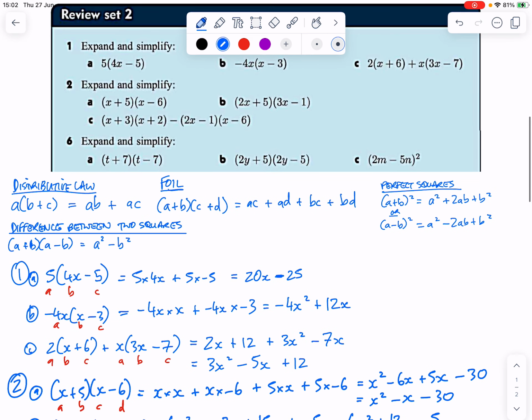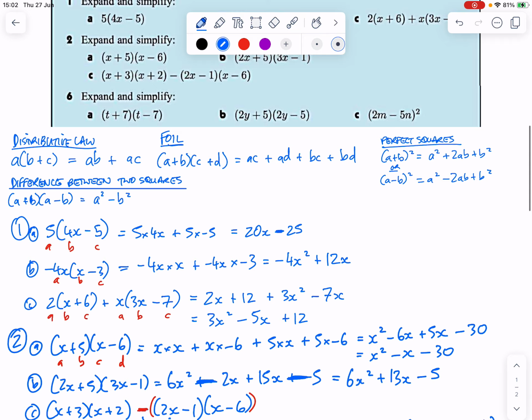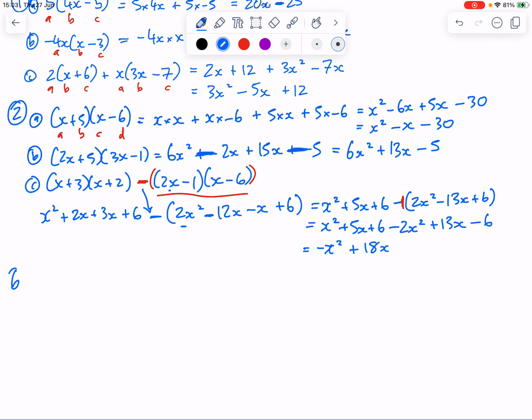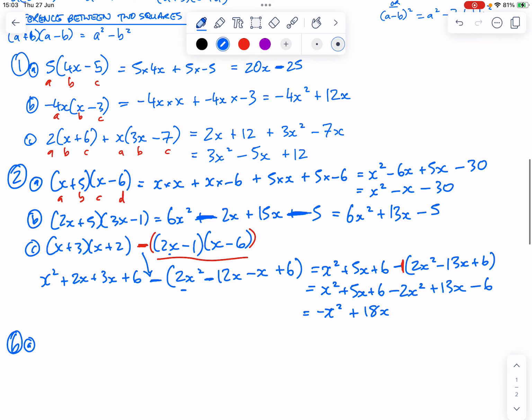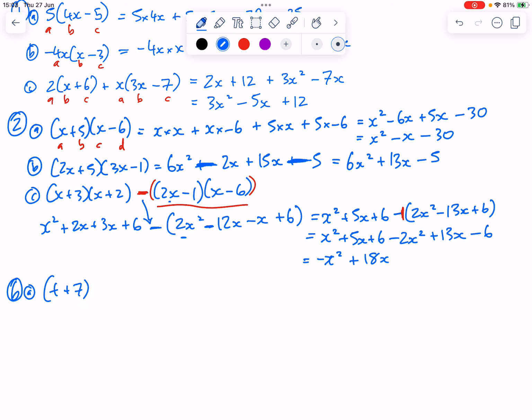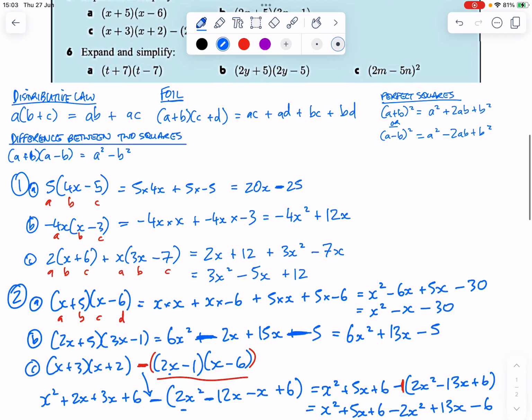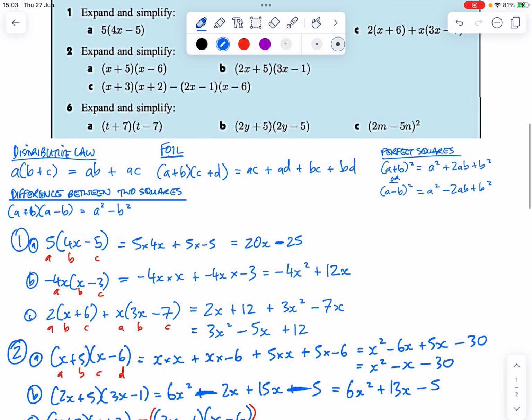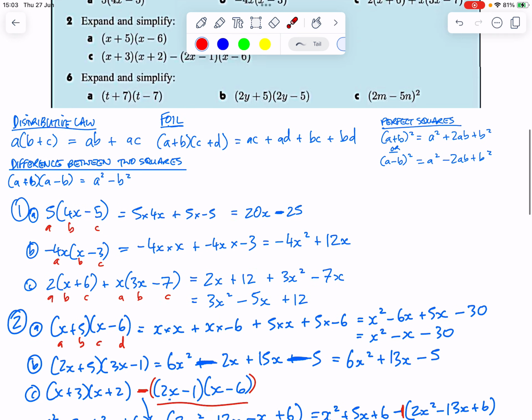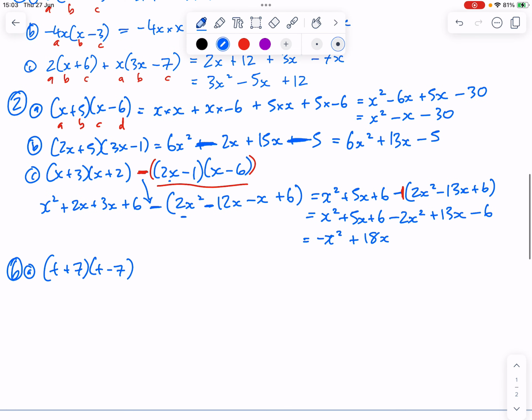Expand and simplify. Running out of space. Let's see if we can fit this in. 6a, t plus 7, t minus 7. So we're using the difference between two squares shortcut. A squared take b squared. This is your a, this is your b, this is your a, this is your b. Equals a squared take b squared. But what is your a? It's t, so it's t squared. Take away your b, which is 7, 7 squared. So your answer is going to be t squared take 49.